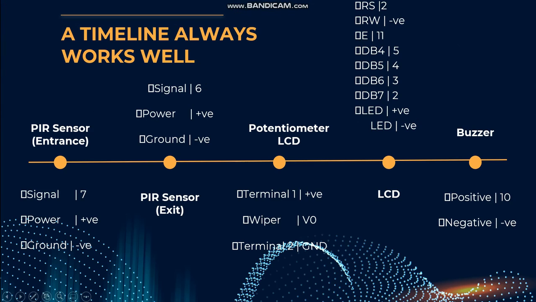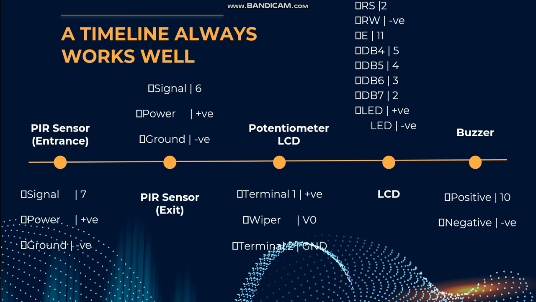Okay, for the connection, the PIR sensor used in this system for entrance has its signal at port 7, and the power goes to the positive and the ground goes to the negative. The PIR sensor for exit uses port 6 for the signal, power goes to the positive and ground goes to negative. For the potentiometer to the LCD, terminal 1 goes to the positive, the wiper goes to the V0 of the LCD, and terminal 2 goes to the ground.